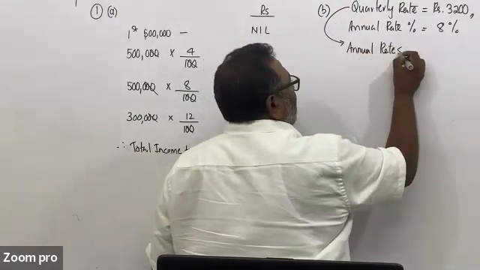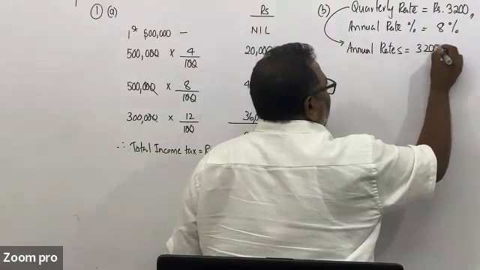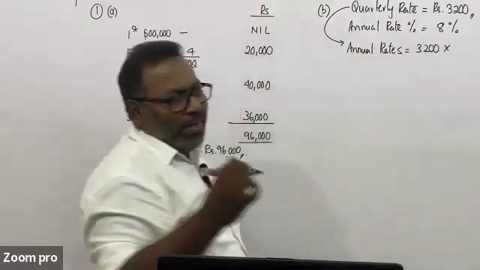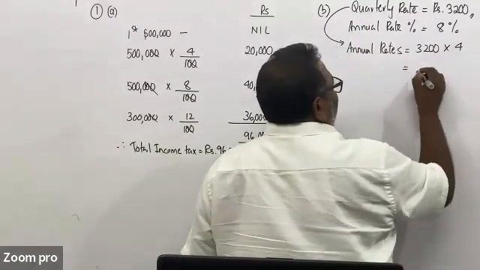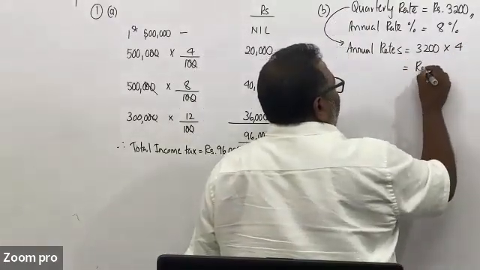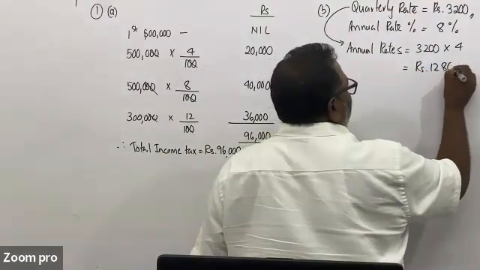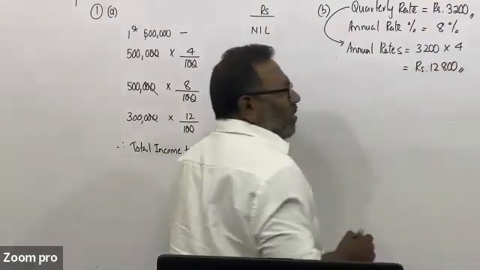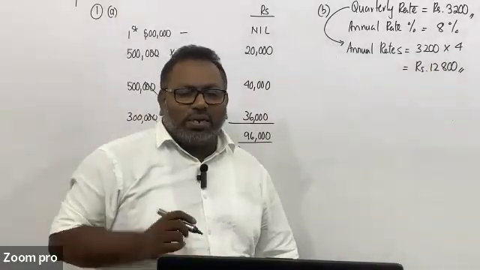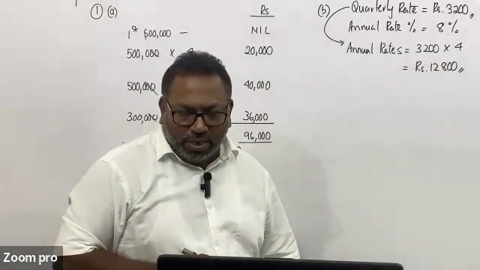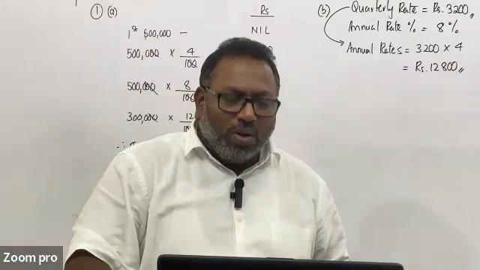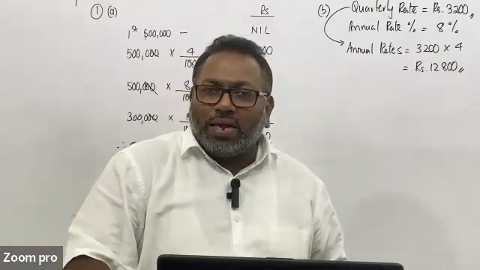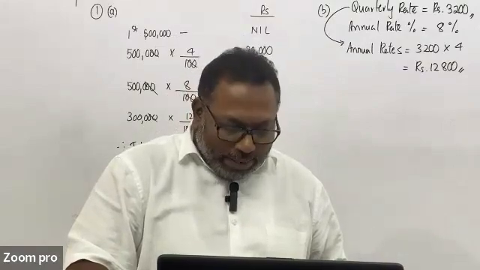Annual rate is 3,200 multiplied by, you have 4 quarters. So 3,200 multiplied by 4, you get rupees 12,800. That is your annual rate. Now they're asking you, find the assessed value of your building.